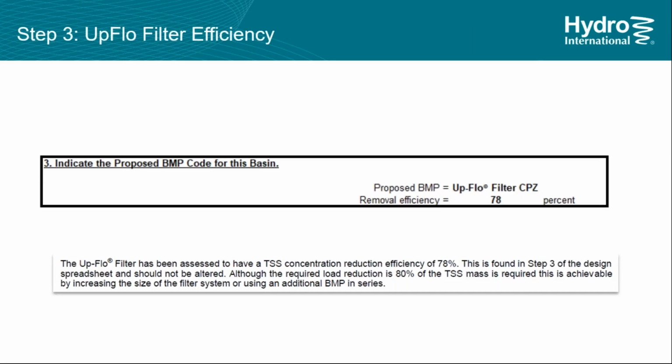So again, although the 80%, how's the best way to explain this? The Up-Flo filter TSS concentration reduction is approved at 78%. The load reduction on site needs to be 80% of the mass, but it's important to understand that the mass reduction and the concentration reduction are not the same thing. So you can achieve an 80% mass reduction with a filter that's approved for 78% concentration reduction.